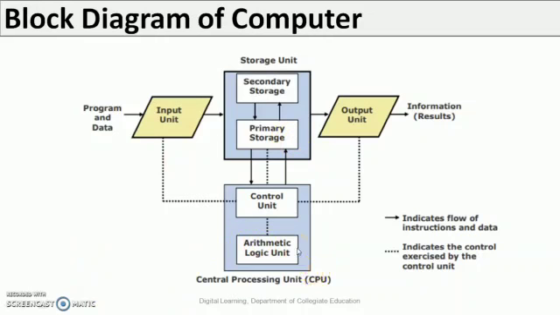And the result, that is after adding 4 and 5, is sent back to the memory, and from memory to the output device. This is called information.